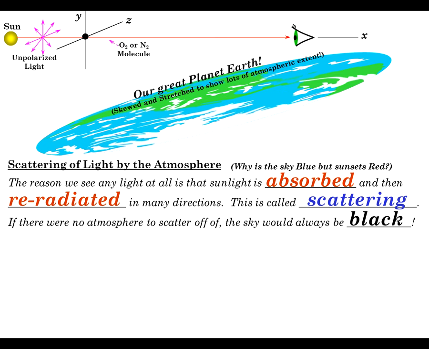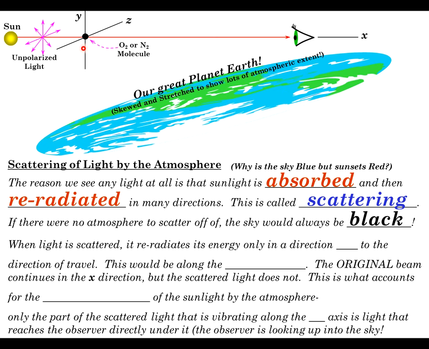And at this point, at the junction of the YZ plane, we have an oxygen or nitrogen molecule. The sunlight hits it, and it's going to often be scattered. Now when that happens, when it's scattered, it re-radiates the energy in a direction perpendicular to the direction of travel.